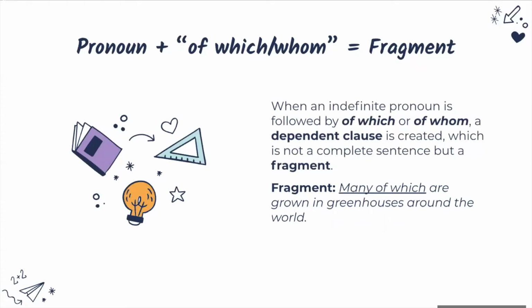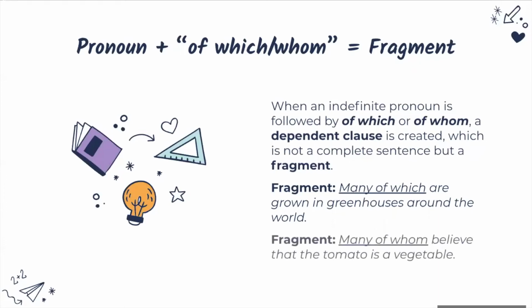There's no subject, there's no, like, many of them, there's no them. And obviously then there won't be a corresponding verb with that. And now we have another one with of whom: many of whom believe that the tomato is a vegetable. We don't really know what whom is referring to. Usually these are what I call the other W words, of which and of whom, and just remember that they form fragments.